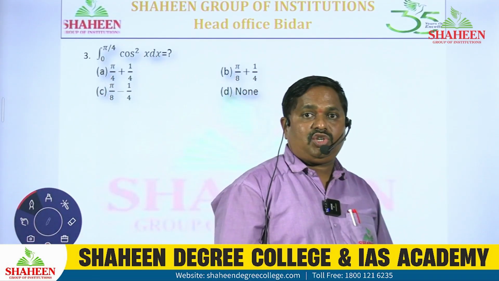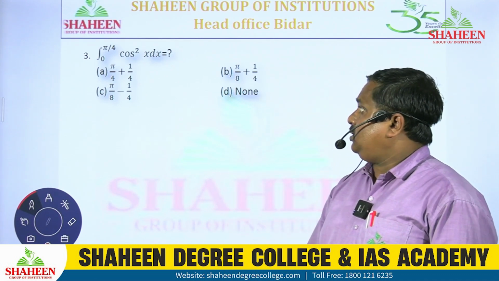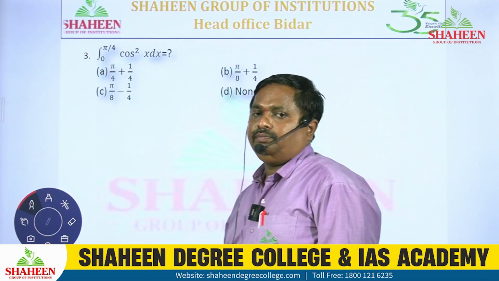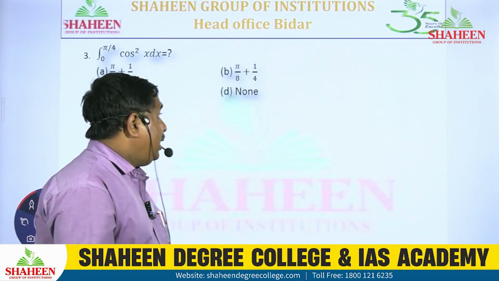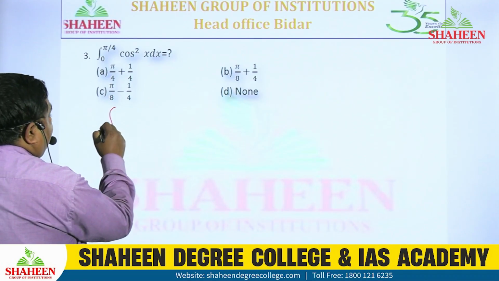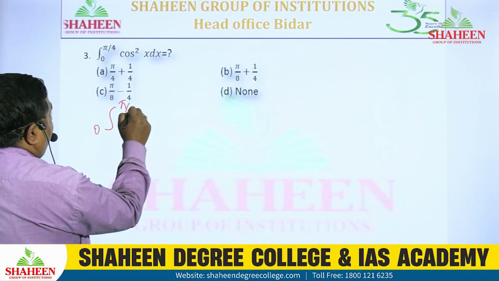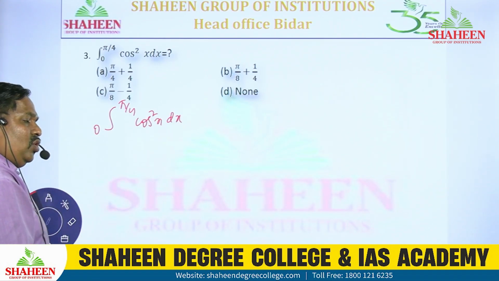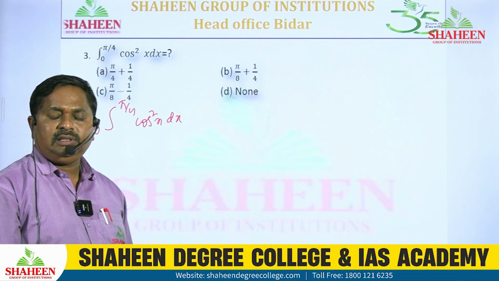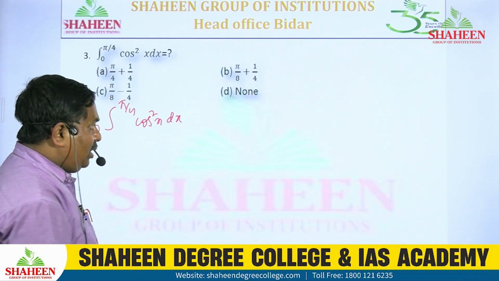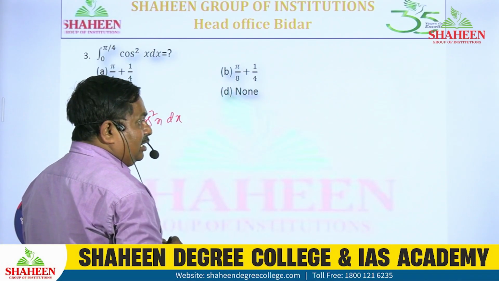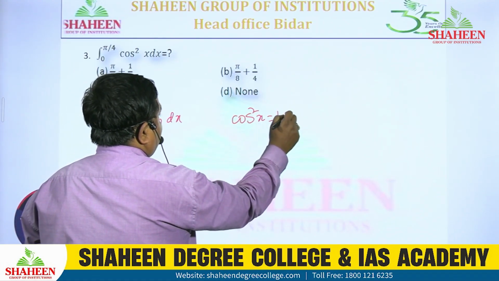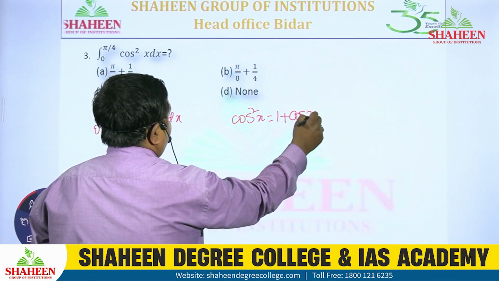Now, integration of cos square x dx, and the limit is from 0 to pi by 4. We are finding its value. Okay, cos square x integration from 0 to pi by 4. We can't integrate cos square x directly. We have to substitute a trigonometric identity, that is cos square x is equal to 1 plus cos 2x divided by 2.